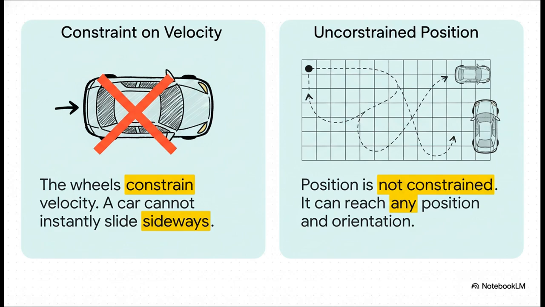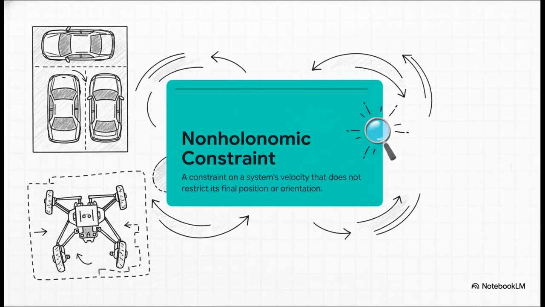How is that possible? The solution has a kind of tricky name. It's called a non-holonomic constraint, but really it's just a fancy term for a super cool idea. It's a rule that limits your velocity, how you can move right now, but it doesn't limit your final position or where you can eventually get to. This is the secret sauce that makes parallel parking and all sorts of complex robot navigation possible.